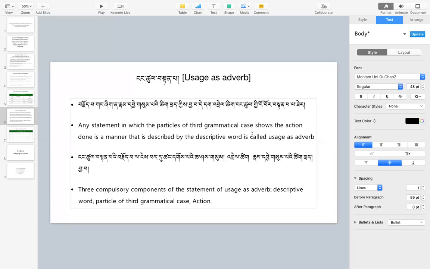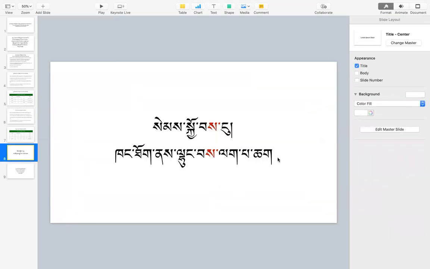Otherwise, for example, if it fulfills just one of these, that is, usage of the particle of third grammatical case, then we consider that to be a statement of third grammatical case, but not the statement where the particles are used in the usage as adverb. So we always analyze these statements in this manner. We must understand that these are the two requirements. So the three compulsory components are the descriptive word, the particle of third grammatical case, and the action. So we understand it in this manner.